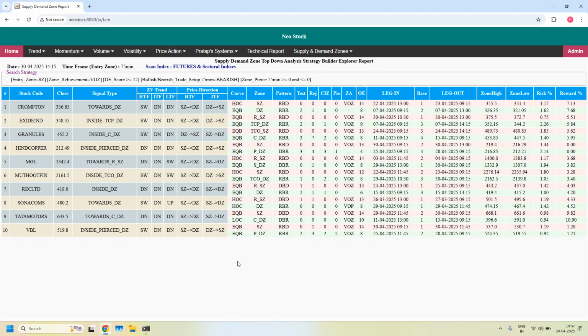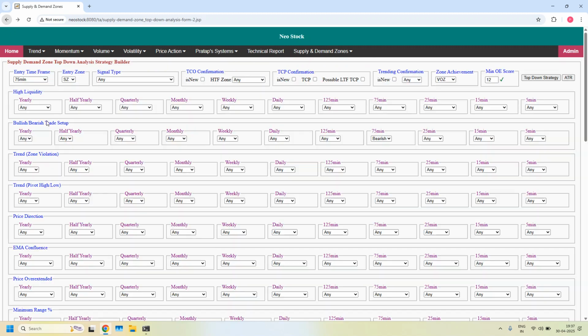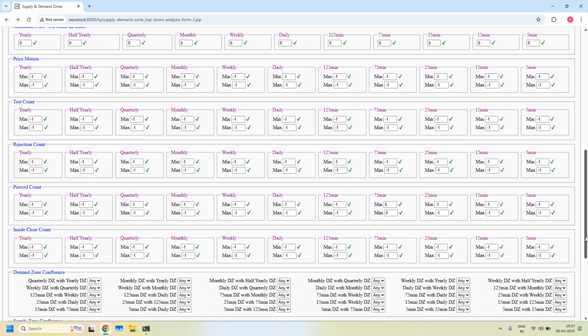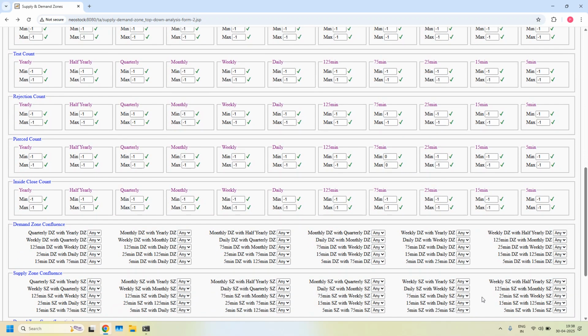We got 10 75-minute supply zones. Out of these 10, we should further filter based on high probability to get success. That we will filter based on zone confluence. First, filter LTF and ITF supply zone confluence. That is 75-minute supply zone with daily supply zone confluence.